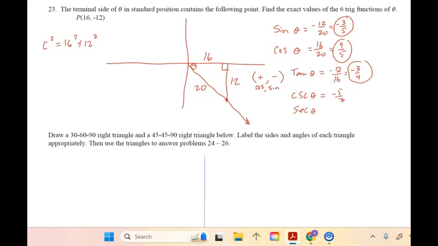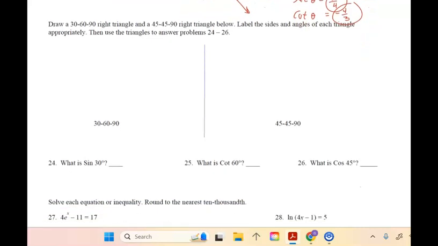Cosine's reciprocal is secant. Same thing, I take cosine and flip it over. And tangent's reciprocal is cotangent, and I flip over tangent to get cotangent. So there's my final answer for number 23.